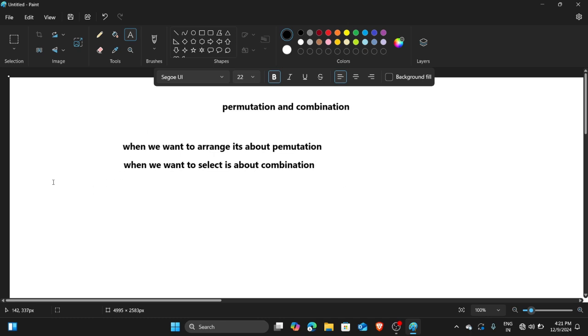Suppose you have five elements: A, B, C, D, and E. What could be the number of arrangements that we can make with these five letters when we take two letters at a time? It could be AB, BA, AC, CA, AD, DA.